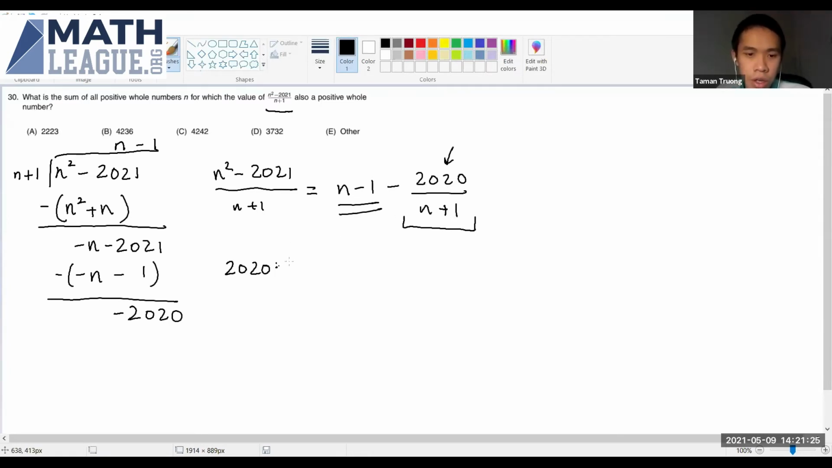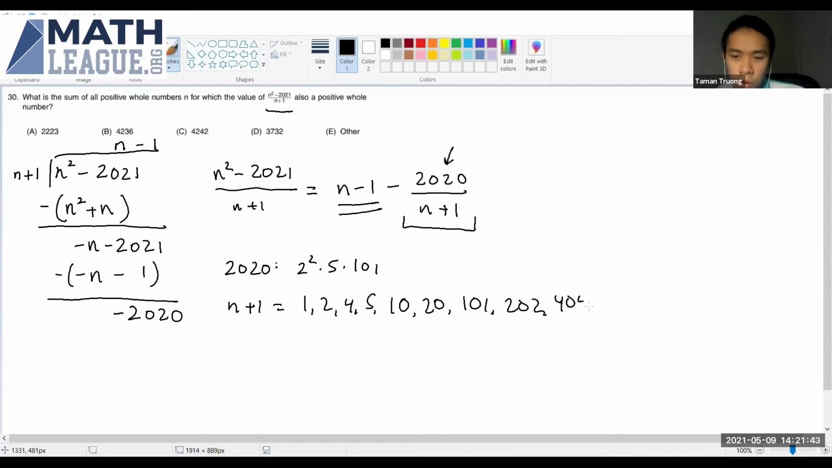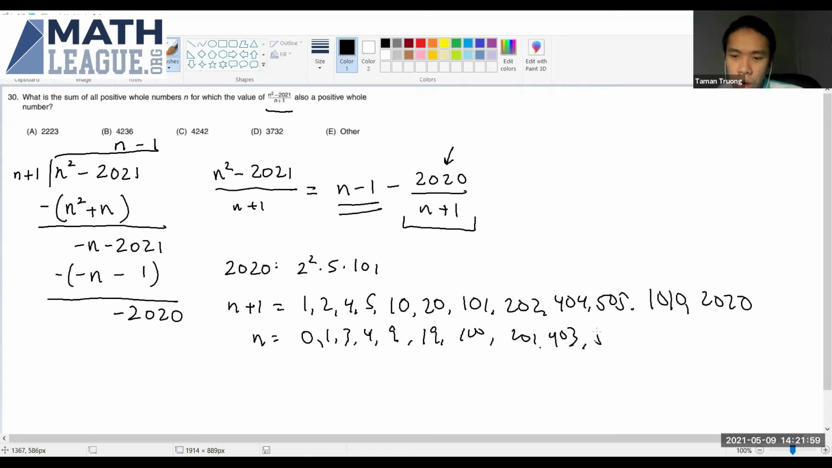And so since 2020 has a prime factorization of 2 squared times 5 times 101, this means n plus 1 must be the factors of 2020, which are 1, 2, 4, 5, 10, 20, 101, 202, 404, 505, 1010, and 2020, which means that n must be 0, 1, 3, 4, 9, 19, 100, 201, 403, 504, 1009, and 2019.